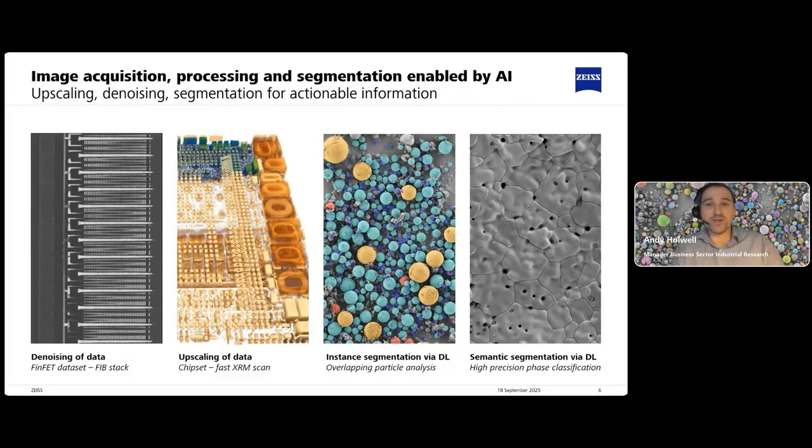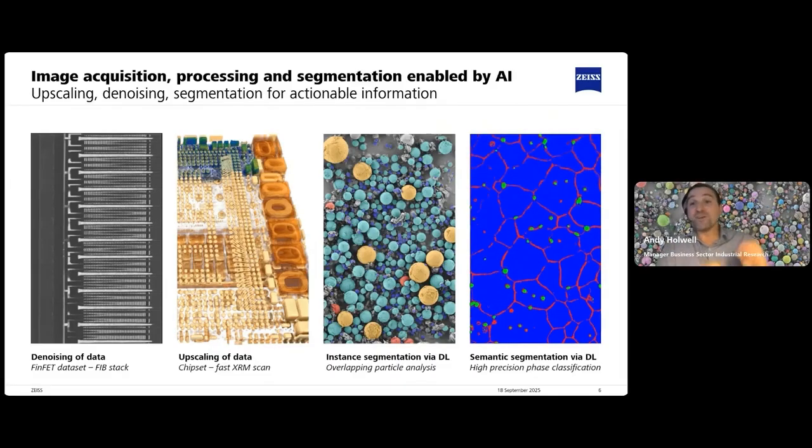Rather than seeing 3 cats and 3 dogs as in instance segmentation, in semantic segmentation you're separating your image into cats versus dogs, if that makes sense. And that gives you a different form of data. So semantic segmentation will enable you to do phase classification.